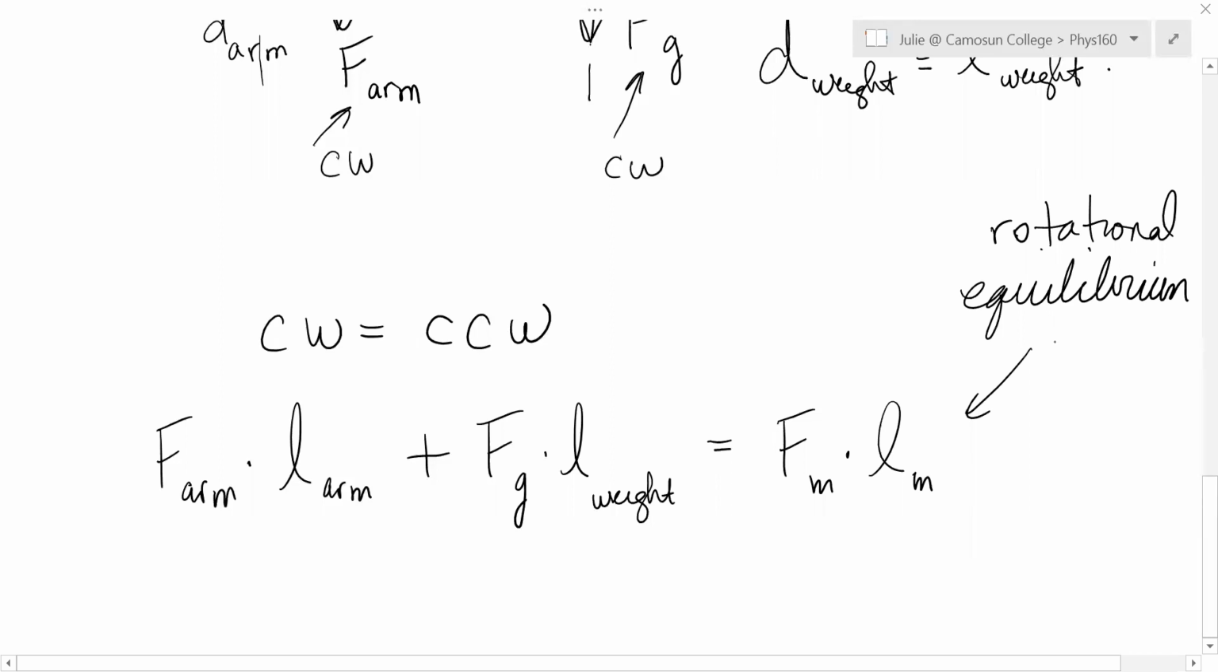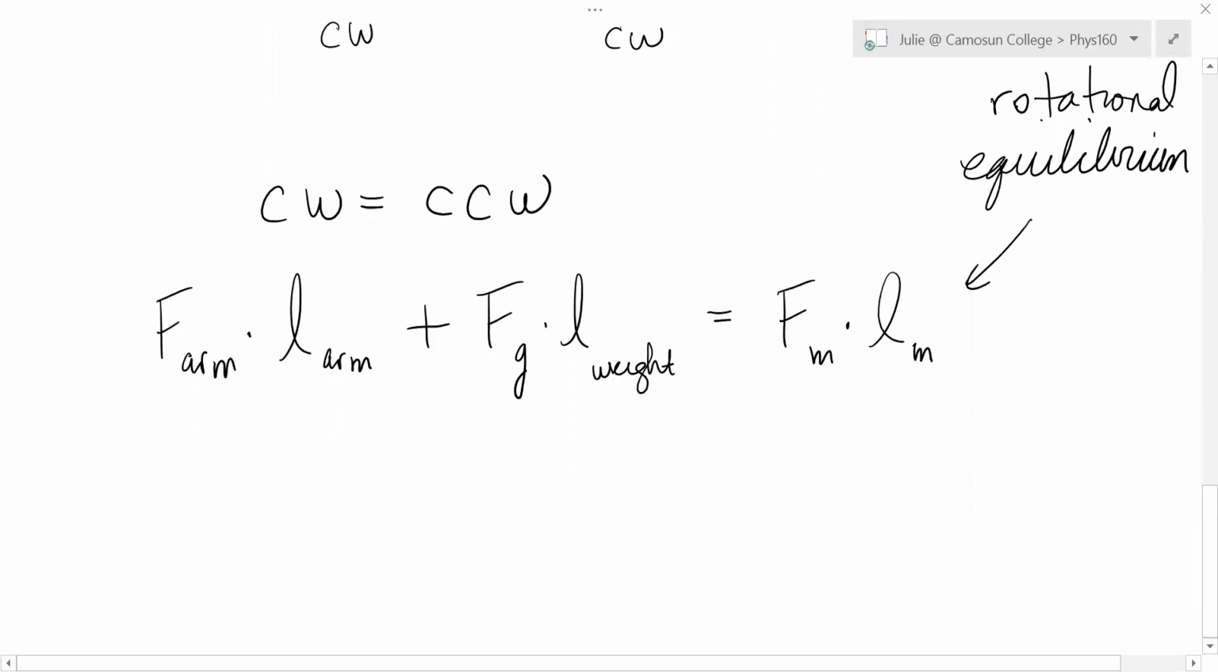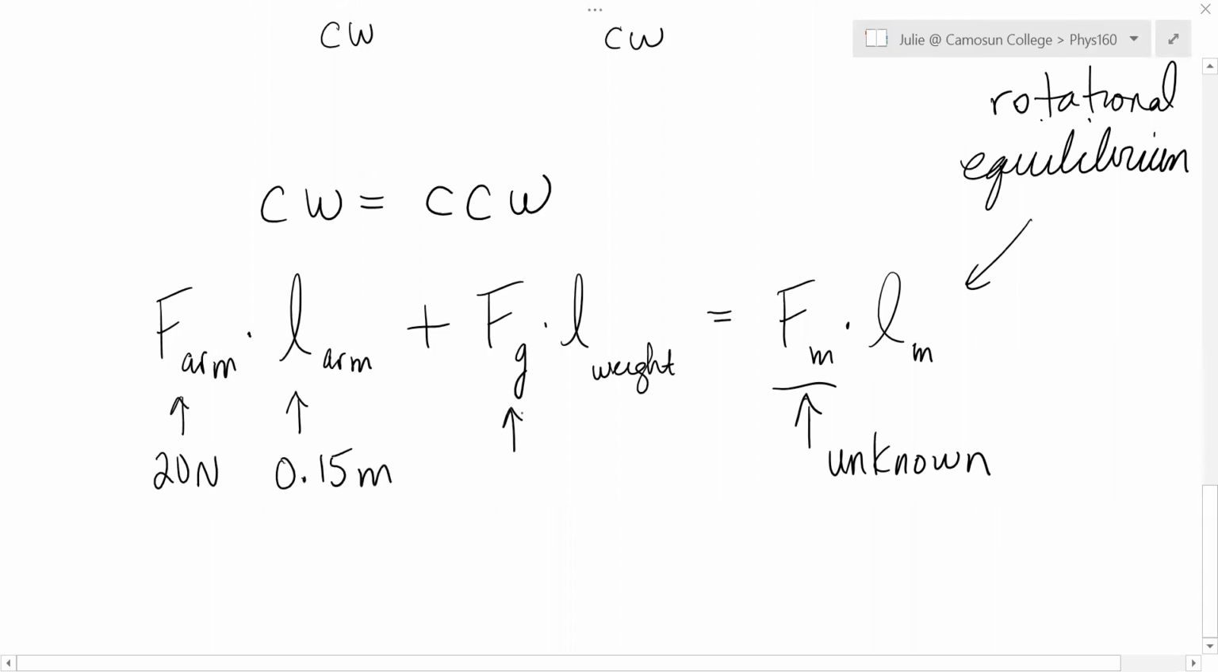Okay, so let's say that we're told all of these numbers except this. Let's say this is the unknown. And let's say we're given that the weight of your arm is 20 newtons, distance to your forearm is about, I don't know, say 15 centimeters, 0.15 meters. Let's say you're holding a 2 kilogram, well, let's say it's heavier than that. Let's say it's a 40 Newton force you're holding. And the distance out to the end of your hand is about 35 centimeters. So we'll say that's 0.35.